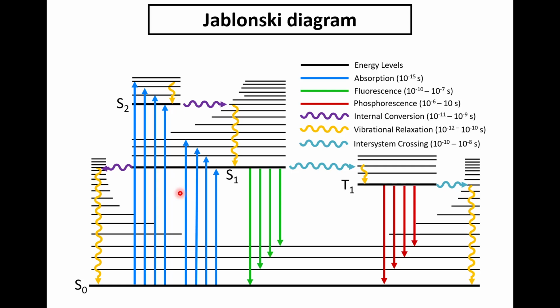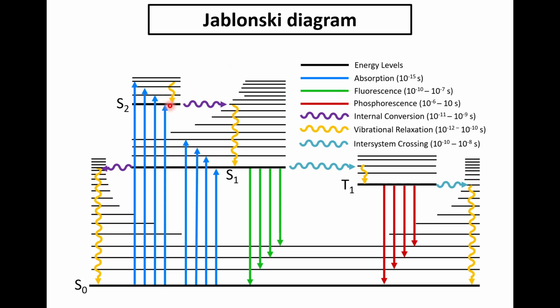Now, if it is going to the S2 energy level or its vibrational levels, there will be a vibrational relaxation, since I said that there are multiple vibrational levels inside this S2 as well. From the higher vibrational level, it will relax to the lowest vibrational level. This is known as the vibrational relaxation. And during this period, a lot of energy, radiative energy or heat energy, is emitted.